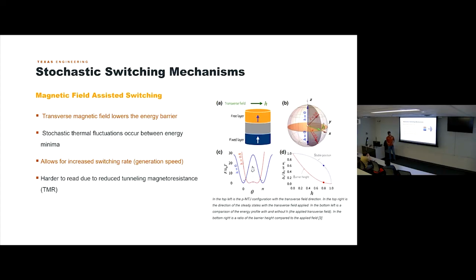So it is more difficult to read, but on the bright side, this does allow for a really fast generation rate because you're just flipping between the two states. You don't need to do any process to set up a state, as I'll talk about more later. So this is just for sampling between the two.